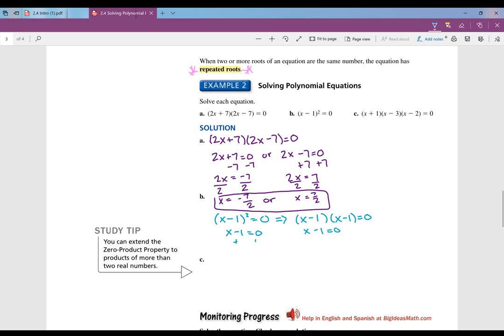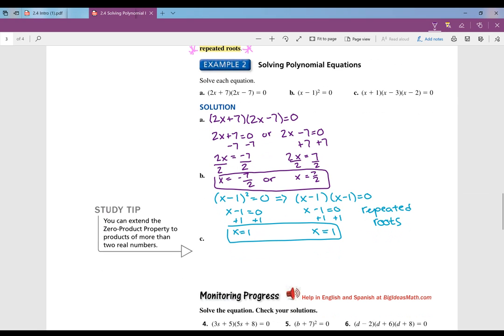We would add 1 to both sides, get x = 1. Same thing for this one. So this is where we have repeated roots. Right? Both of them are equal to 1. So we have a repeated root.